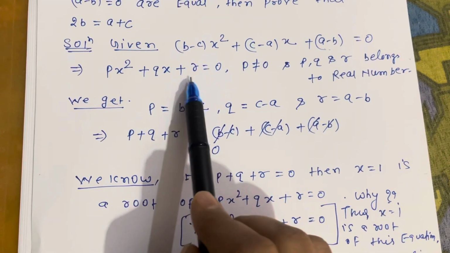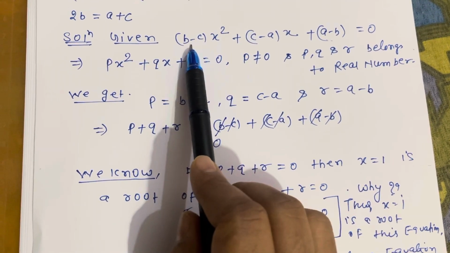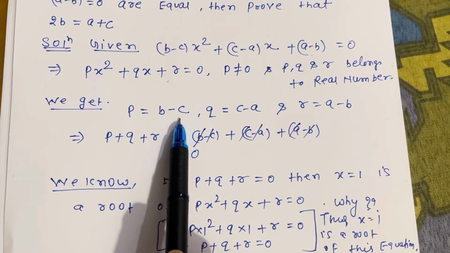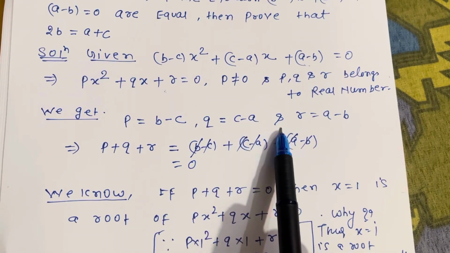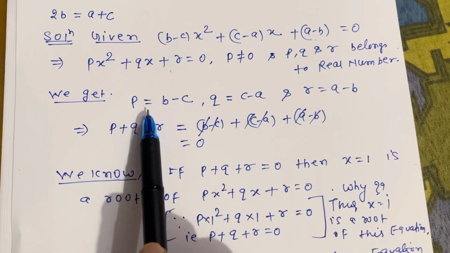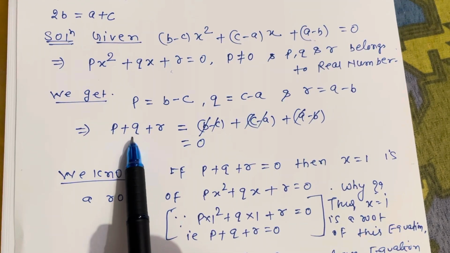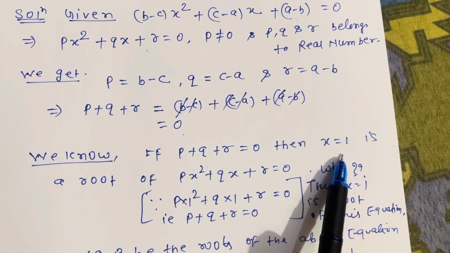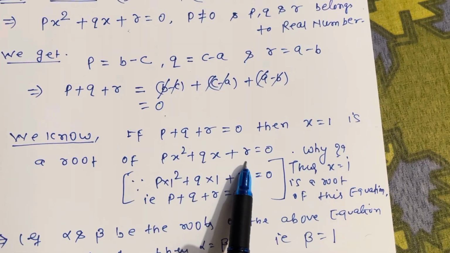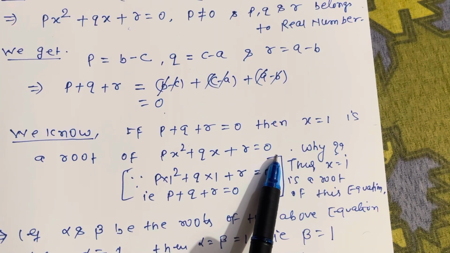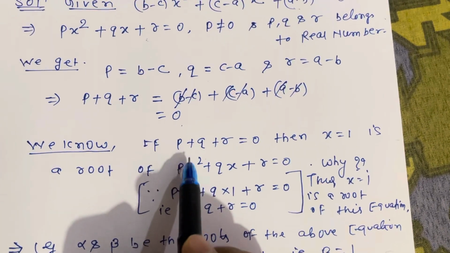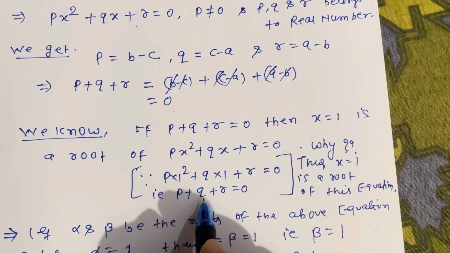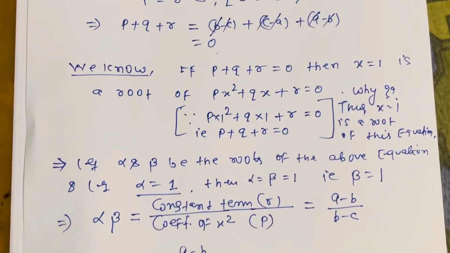If we compare these two equations, we get the coefficient of x square, b minus c, as p. So match the coefficients on both sides. p is equal to b minus c, q is equal to c minus a, and r is equal to a minus b. Add these coefficients p, q and r. So p plus q plus r is equal to 0. If p plus q plus r is equal to 0, then x is equal to 1 is a root of px square plus qx plus r is equal to 0. Why? If you put 1 here, p into 1 square plus q into 1 plus r, it means p plus q plus r is equal to 0.